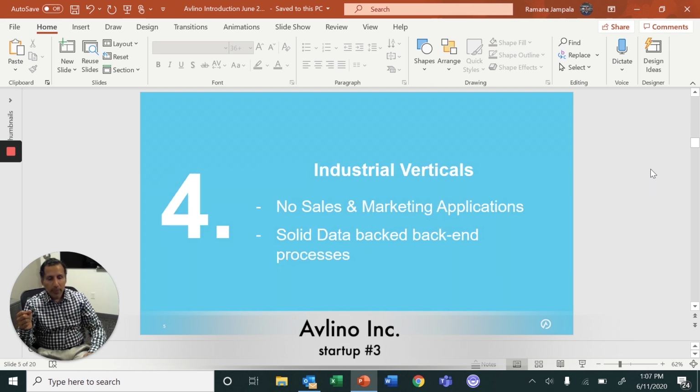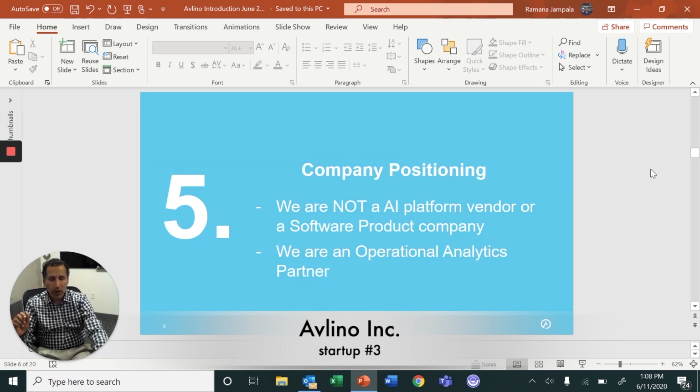And then together, along with our data science, machine learning expertise, we go and deliver a comprehensive solution suite to the customers. The fourth one, we mainly focus on industrial verticals, which means we don't look at sales and marketing functions like cross-sell, upsell, demographic analysis, psychographic analysis, client engagement understanding. We don't do that. We focus on back-end processes for industrial verticals, which we'll focus on. I'll elaborate which ones we focus on.